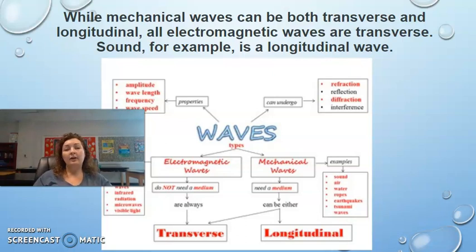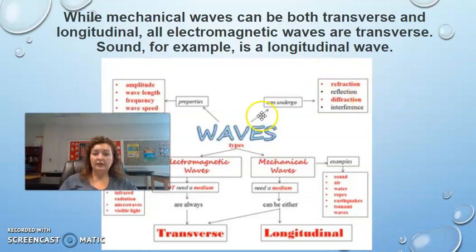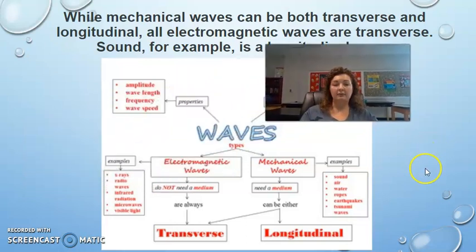It says, while mechanical waves can be both transverse and longitudinal, all electromagnetic waves are just transverse. So sound, for example, is a longitudinal wave. So I'm gonna show you guys that this section right here is something we're gonna learn down the road. So I don't even want you to worry about filling that portion out. So I'm just gonna cover it up with my face, okay? Now let's go ahead and look at the rest and fill it out.